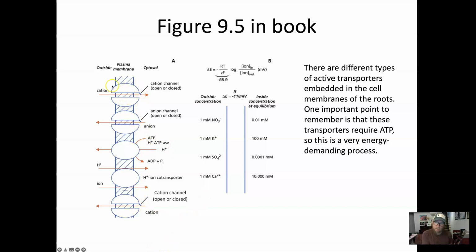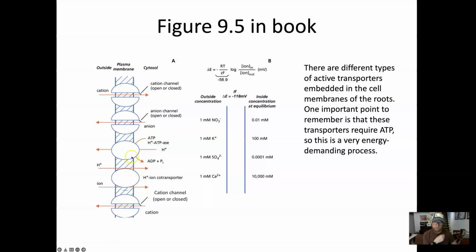There are often specific transporters for cations and anions, and so the plant can control what types of nutrients it's taking up. The other thing is that these can be opened and closed. You can see this little gate shown here can open and close, so it can prevent certain nutrients from coming in or going out, so it can have some control of that. So specific transporters for anions and cations, and it can open and close these gates.